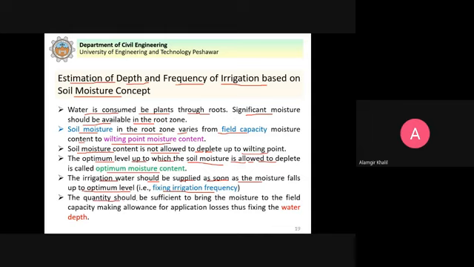The quantity should be sufficient to bring the moisture to the field capacity, making allowance for application losses, thus fixing the water depth.